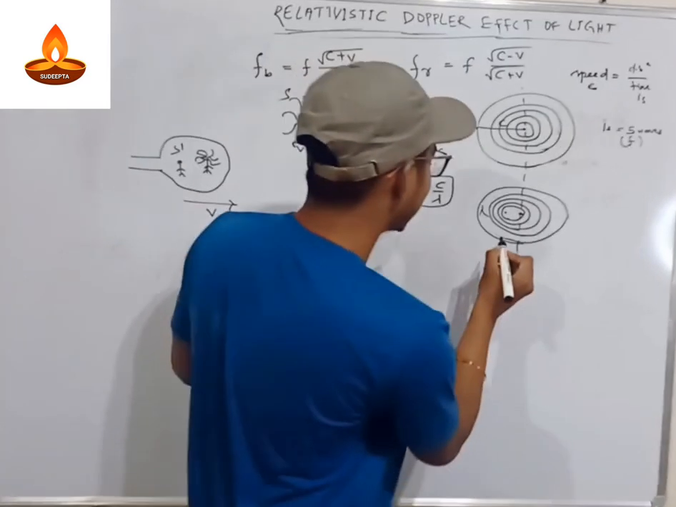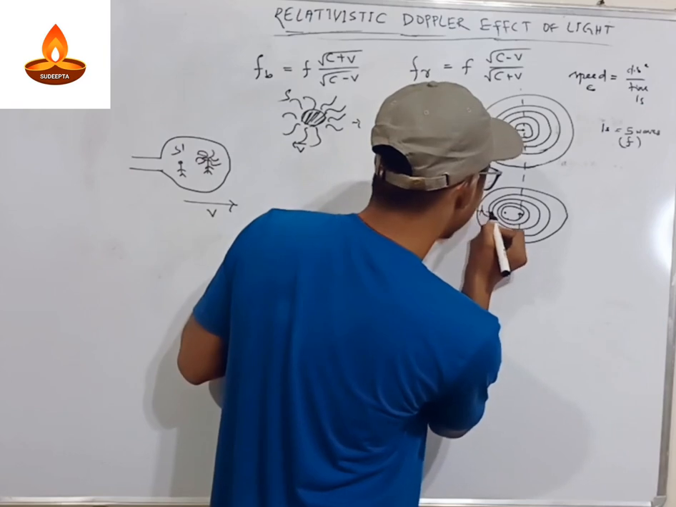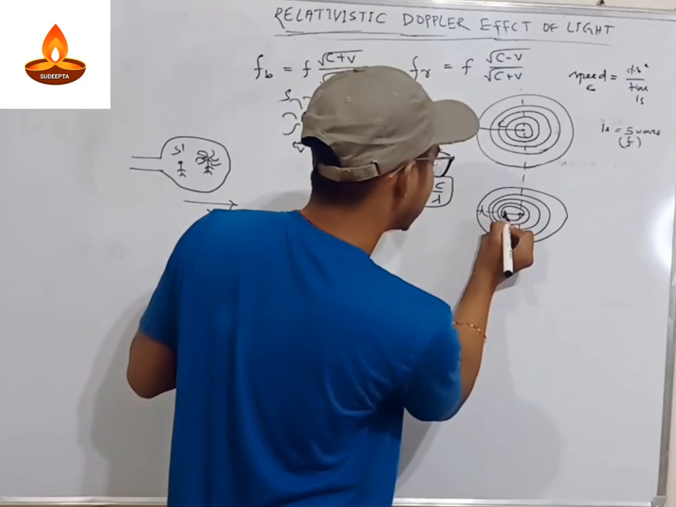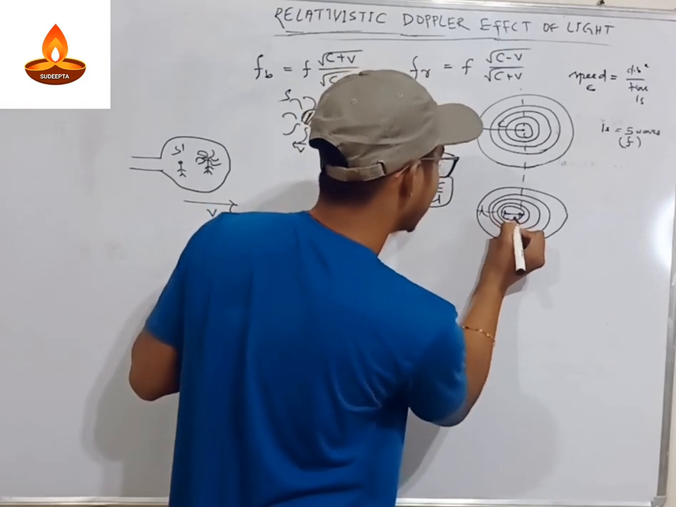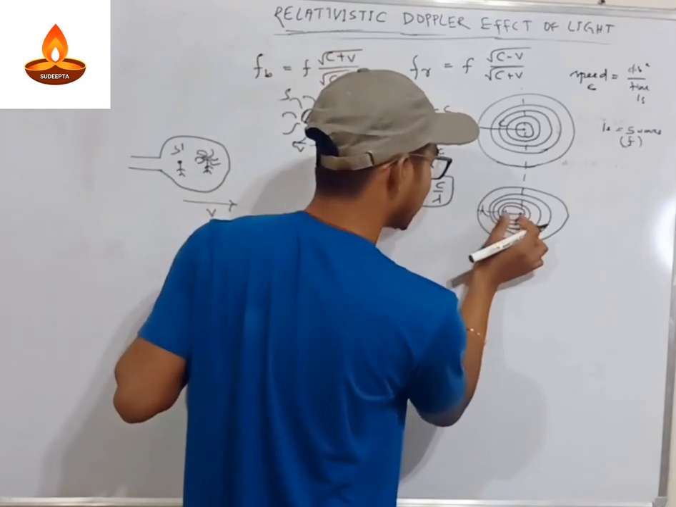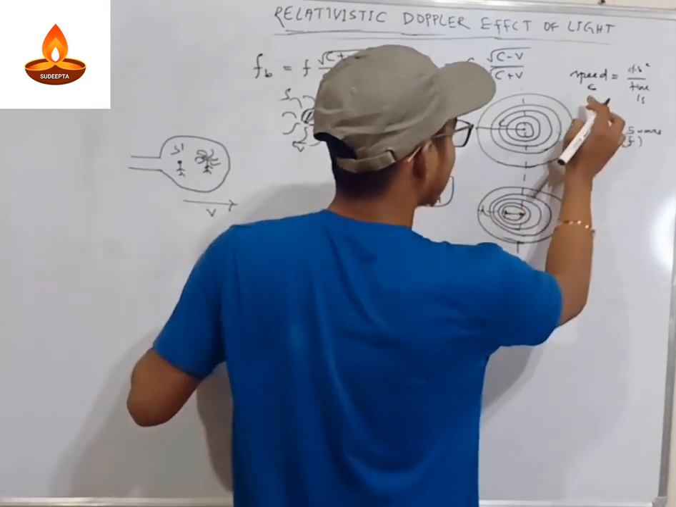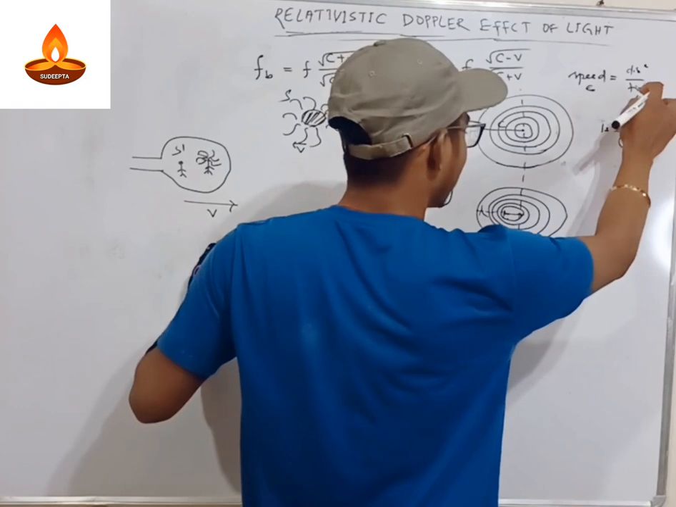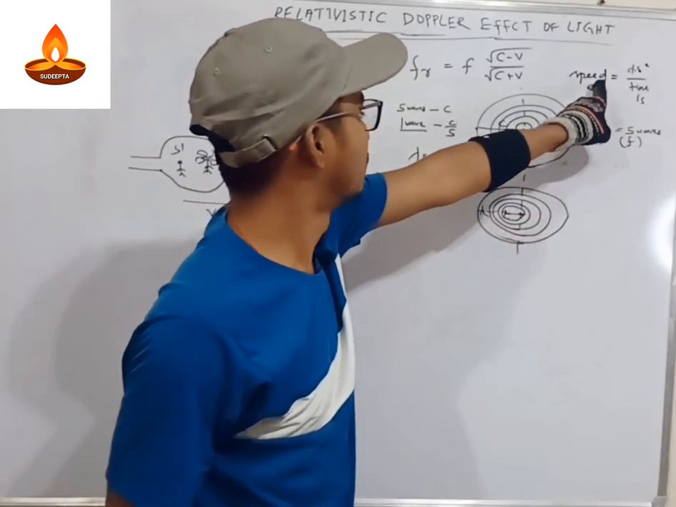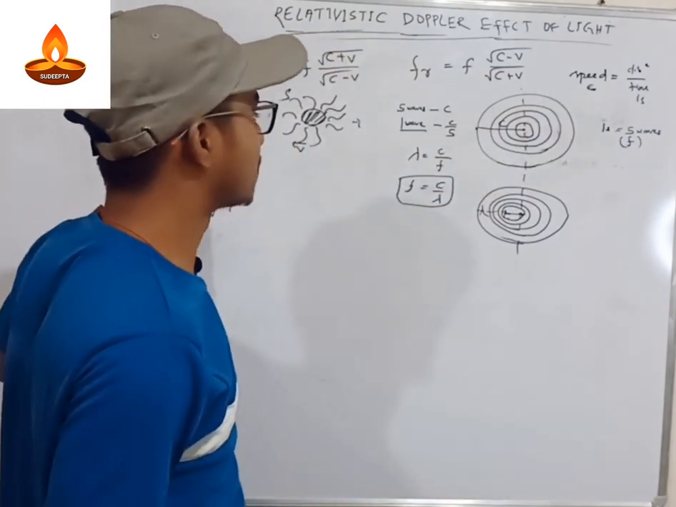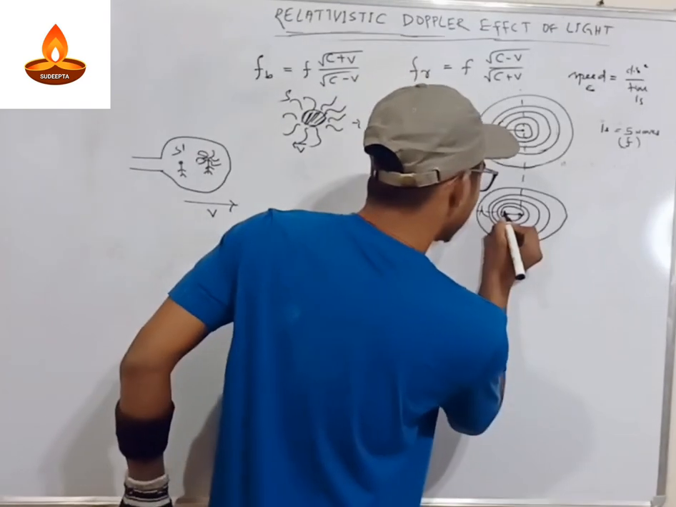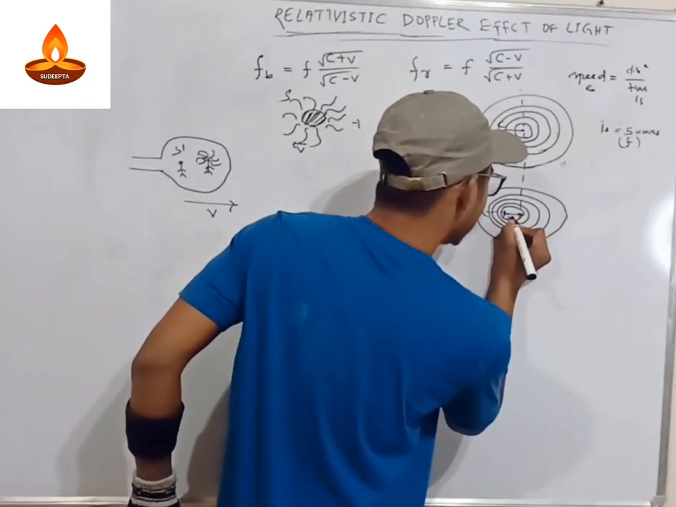So the total distance will be c, but here we shift from this to this. Why? Due to v. What will be the distance for it? Speed is equal to distance upon time, so distance is equal to speed into time. What is the speed here? v speed into 1 second, that is equal to v meter. So this movement is v meter.